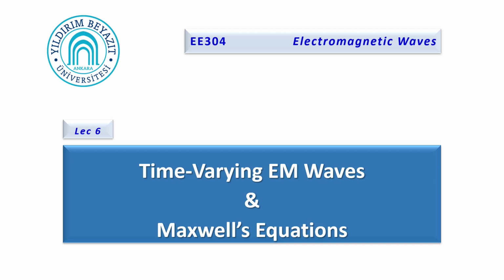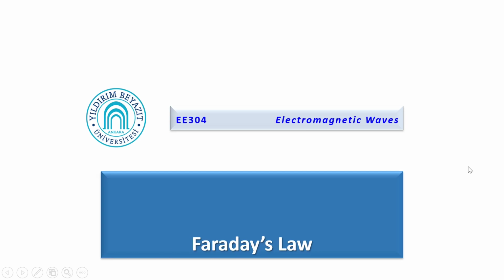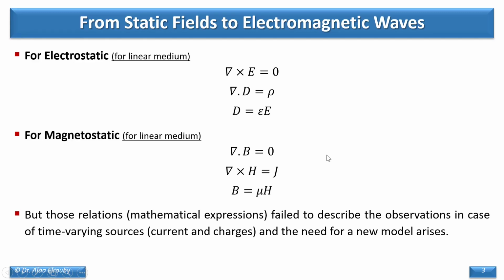Today we're going to start a new topic, which is lecture number 6. The new topic is time varying electromagnetic waves. In the previous part, we talked about the static magnetic field. In the previous course 303, we talked about the electrostatic field. And in these two cases, we have nothing changing with time. Either we have stationary charges for electrostatic, or we have steady state current for magnetostatic. So this is called electromagnetic fields.